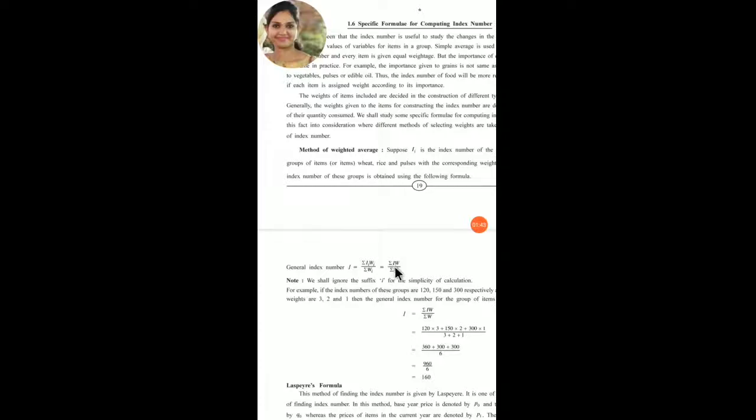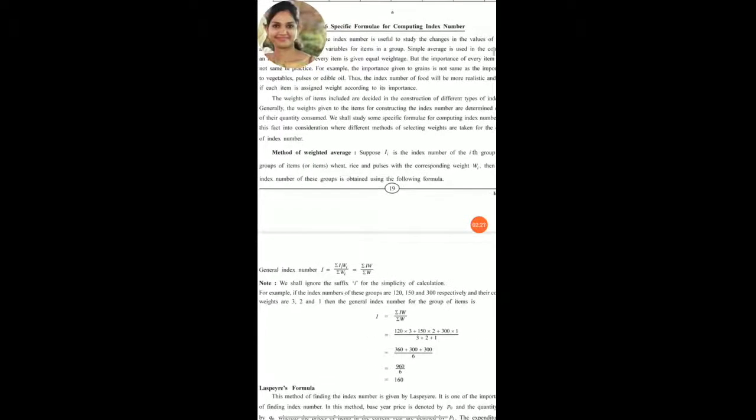We know the formula of I. I is equal to P1 upon P0 into 100. P1 means the price of the current year, P0 means the price of the previous year or base year, into 100. And for sigma W, the column of W will be given, you just have to do the summation of that column. Suppose in case W is not given, then what will be the formula of W? W is equal to P0 into Q0. Now Q0 means the quantity. We will see this topic in the sum.